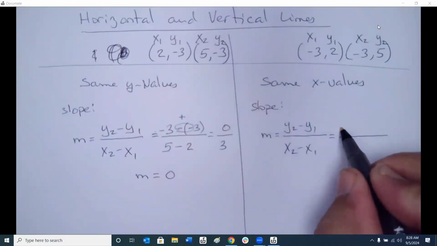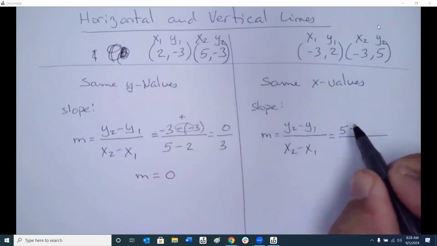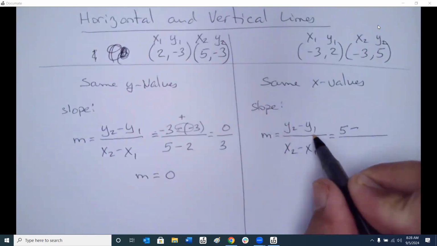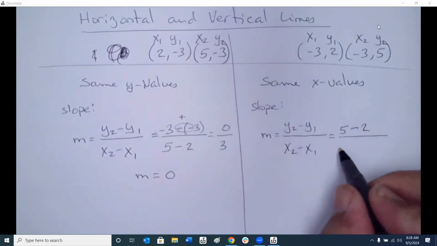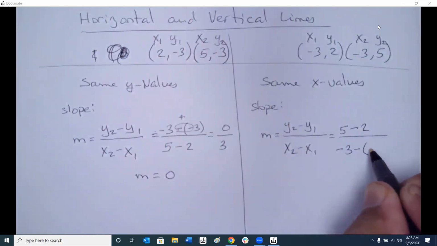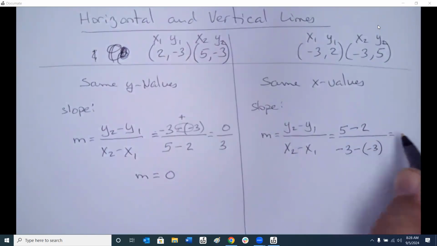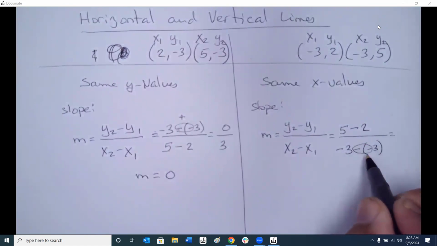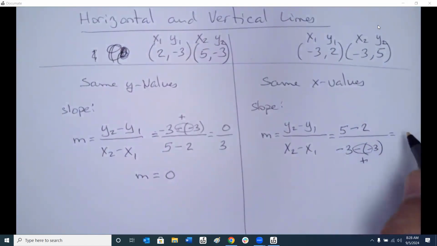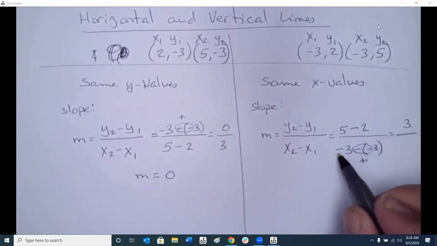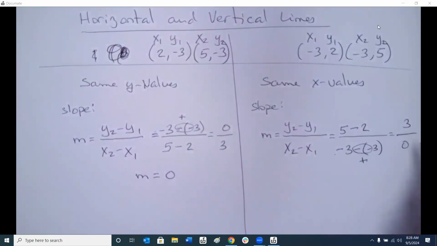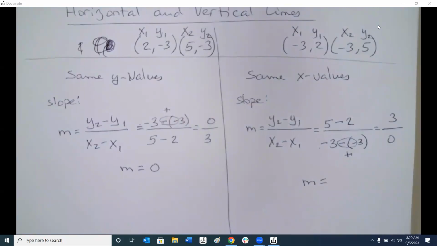y2 is 5 minus y1, x2 minus x1. And again, here we have a multiplication that becomes a positive. 5 minus 2 is 3. -3 plus 3, 0. So if you have 0 on the bottom, what's the answer? Undefined.